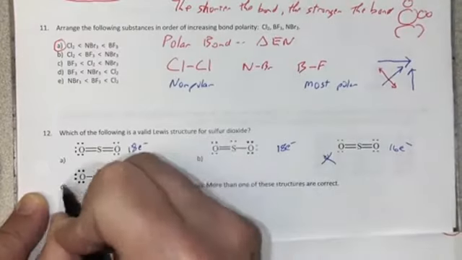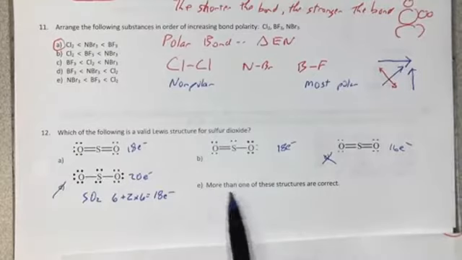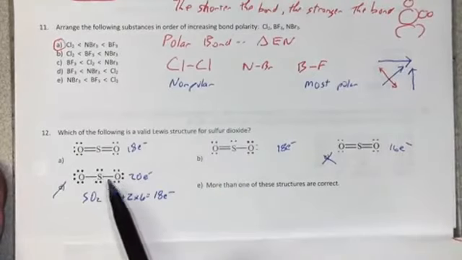This has 20 electrons. It can't be that one. So it's between A and B. So do we choose choice E? Well, let's look at A a little bit more carefully.